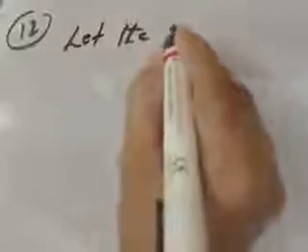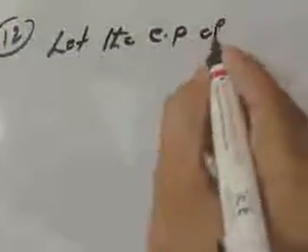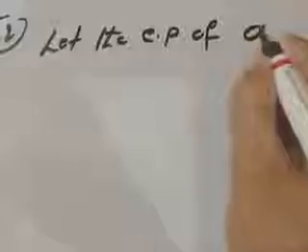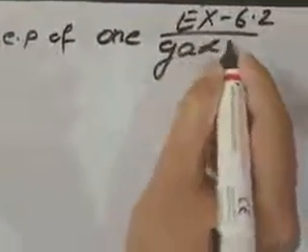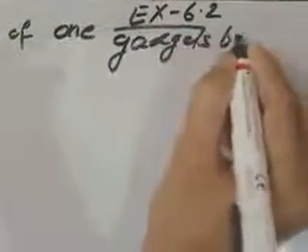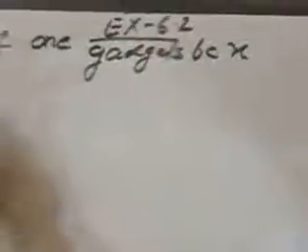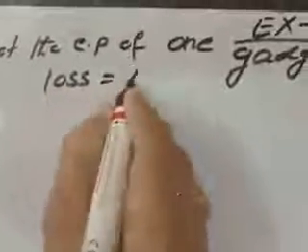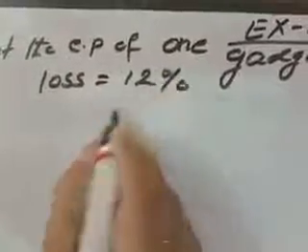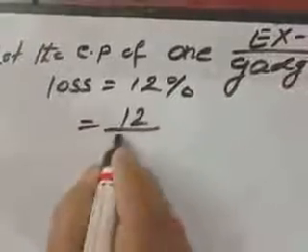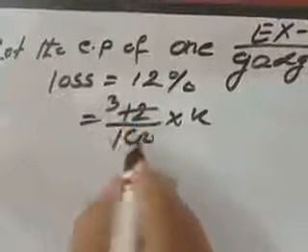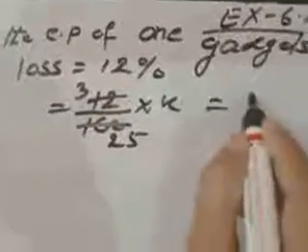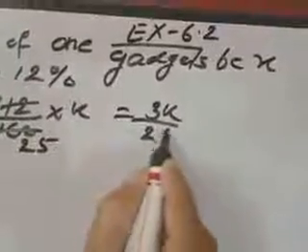Let the CP of one gadget be x. Loss is equal to how much? Loss is equal to 12%. Then calculate: 12% means 12 by 100 into CP. Cancel by 4, 3 by 25. Then 3x by 25 is the loss.